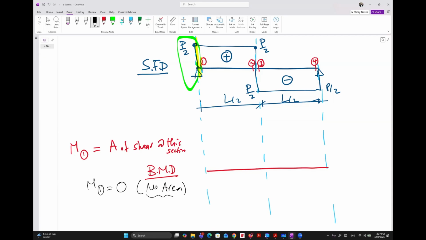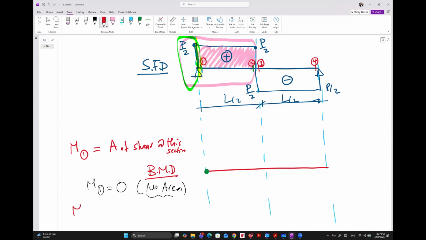So just to keep in mind, all the time the moment at the beginning of the beam is 0 because there is no area at the beginning. Okay? The moment is easier because what is the next cut? 2. If I ask you, what is the area of the shear at 2? If I cut at 2, this is our area. Do you know how much this area is?